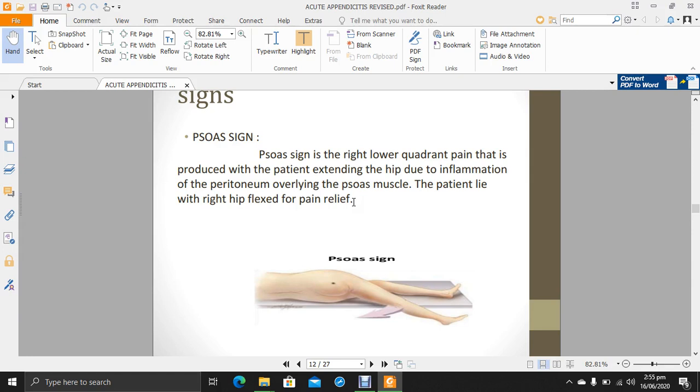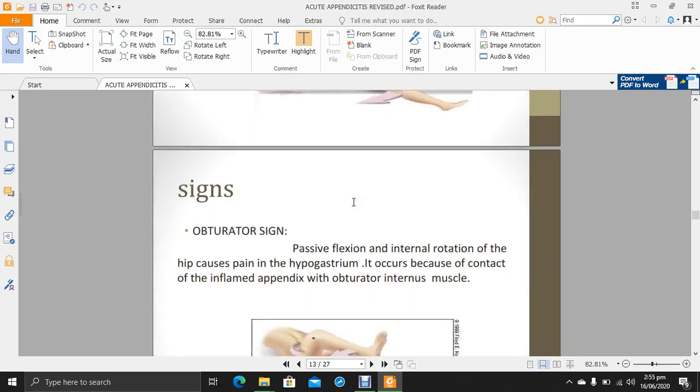I have seen it myself in my ward, and that was a female patient lying on bed number 34. If someone has seen our ward, you will know. So the patient avoids extending the right hip joint.